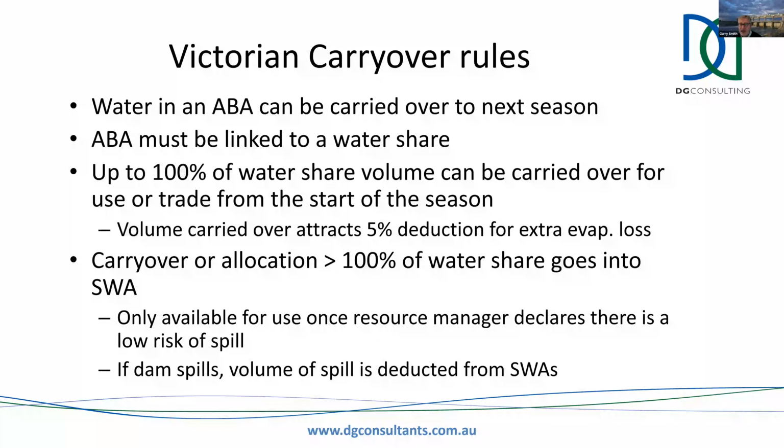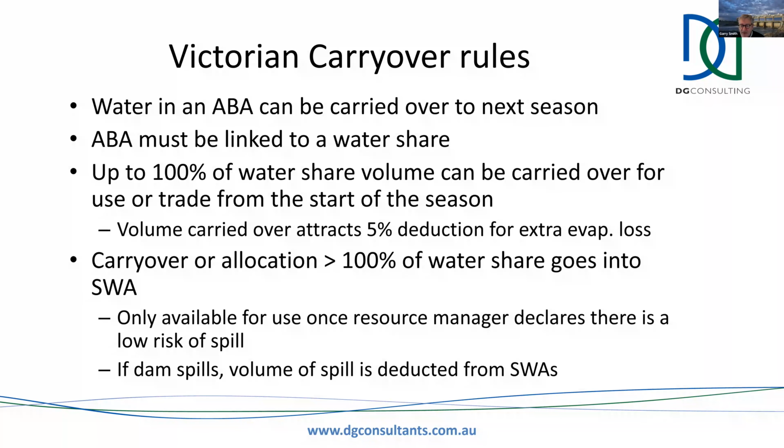It's creating just a tiny bit more evaporation losses in the storage, so there's a bit of a deduction there so that others aren't worse off as a result of that carryover decision by the individual. So with carryover or allocation, as allocations rise, the carryover or allocation in your entitlement bucket can't be more than 100% of the water share volume. So if the sum of the carryover that you brought in at the start of the year and the new allocations made exceeds 100%, that water above 100% of your entitlement volume is moved into a spillable water account.